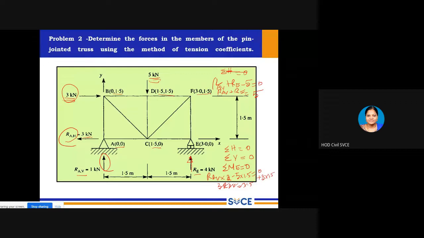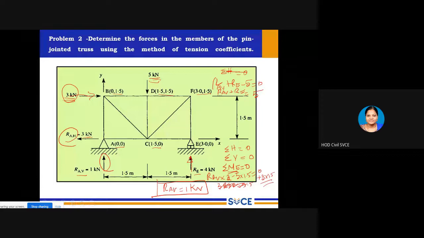Is it right? So I'm taking moment about the point E. So RAV into 3, minus 5 into 1.5. Then this 3 kilonewton also will produce moment about the point E, which is nothing but 3 into 1.5, which is 4.5. So this is 4.5 and this is minus 7.5, so you will get minus 3. So RAV is equal to plus 1. Is it correct? So already we know RAV plus RE is equal to 5. Therefore, RE will be equal to 4 kilonewton.